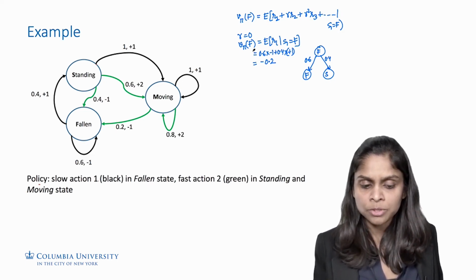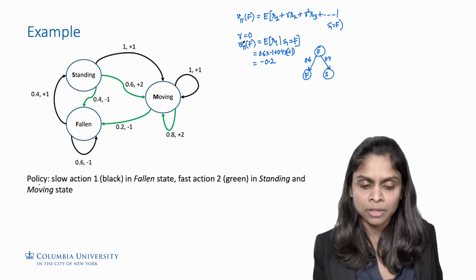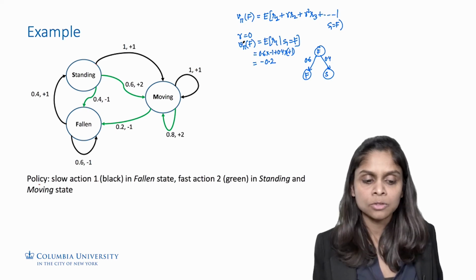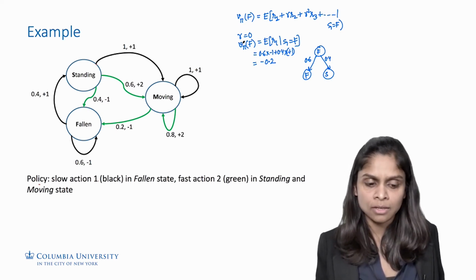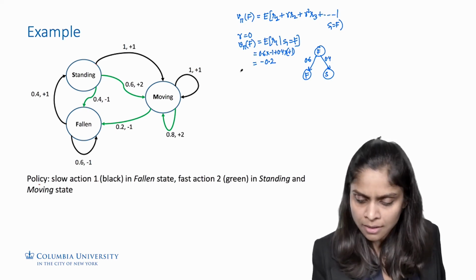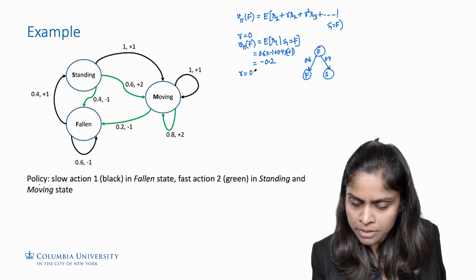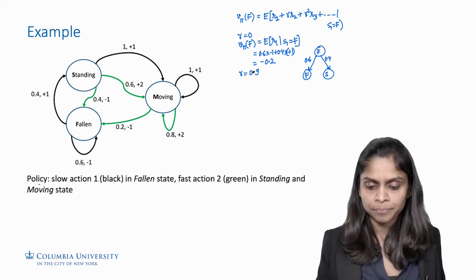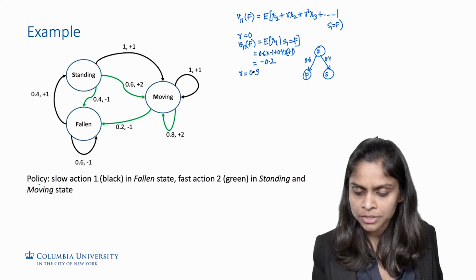But this is because we took gamma equals 0, which means that the goal of the robot was very myopic. No importance was given to the future rewards of standing up. Let's say now that gamma is non-zero, say 0.9, and now evaluate the value function again.